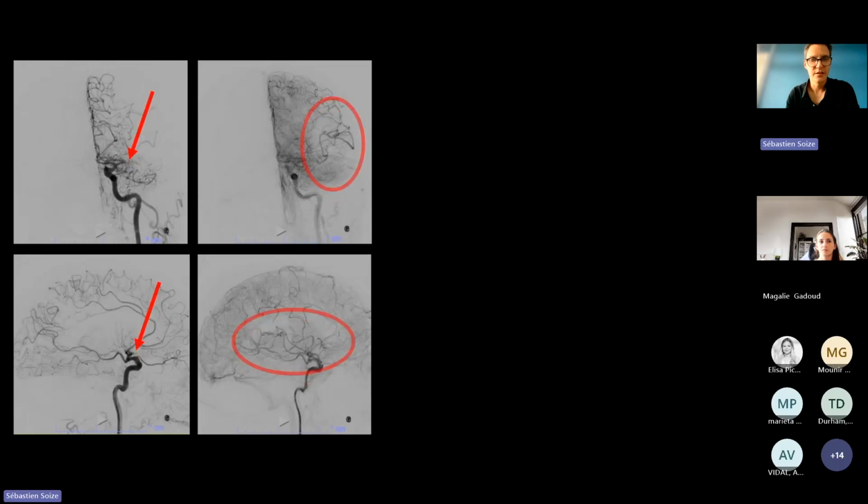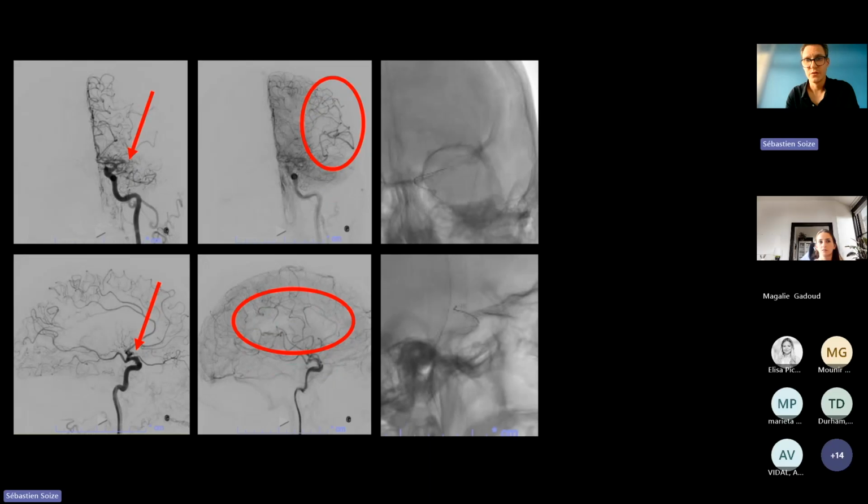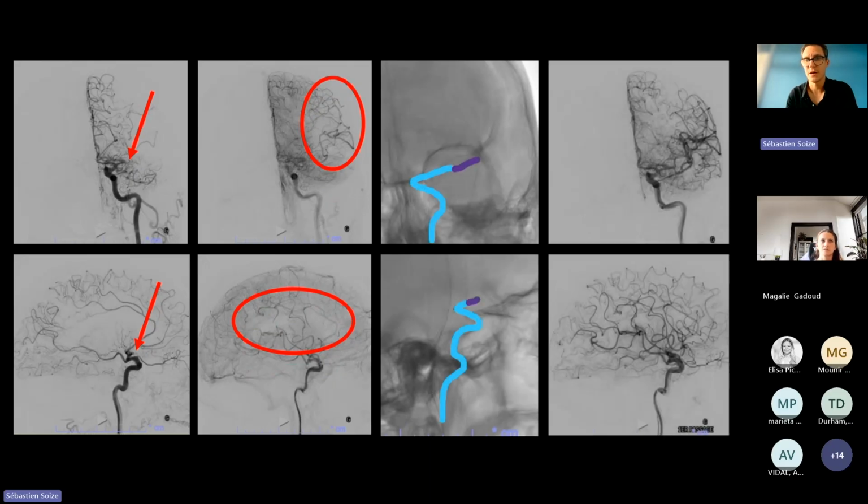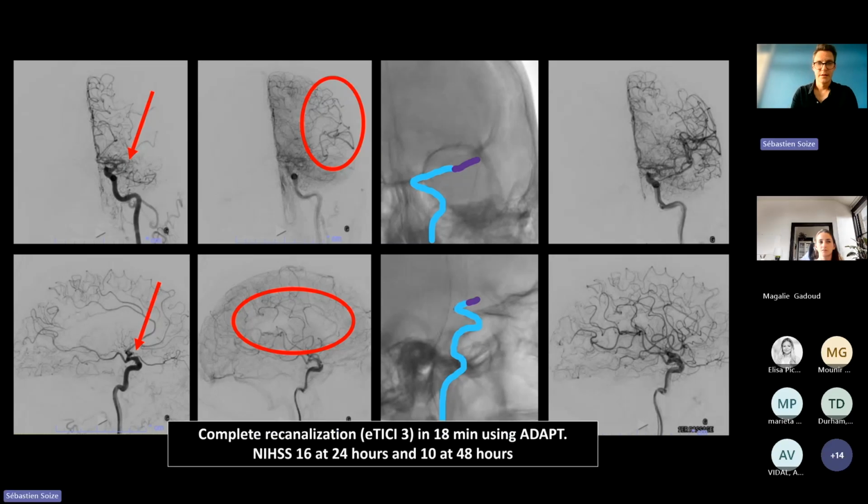The occlusion is here. There are good collaterals. We've done just an aspiration. The clot is here. The catheter is here. And finally, the patient is fully reperfused with a TICI 3 recanalization. Finally, we can see just a small drop initially of the NIH from 18 to 16, and then at 24 hours to 10, probably corresponding well to the small amount of tissue that we were expected to save.